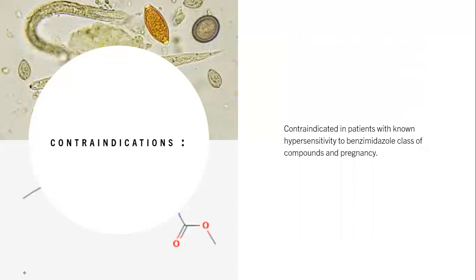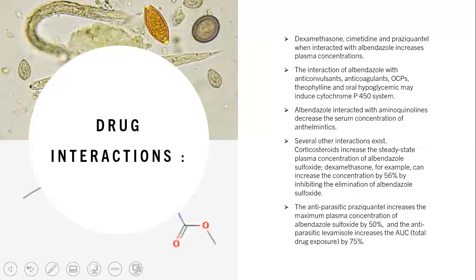Now, the contraindications. Albendazole is contraindicated in conditions with known hypersensitivity to the benzimidazole class of compounds, that is albendazole itself, and pregnancy. There are several drug interactions which cause severe or not so severe side effects when interacted with albendazole. First of all, dexamethasone. It increases plasma concentration by about 56% by inhibiting the elimination of albendazole sulfoxide.